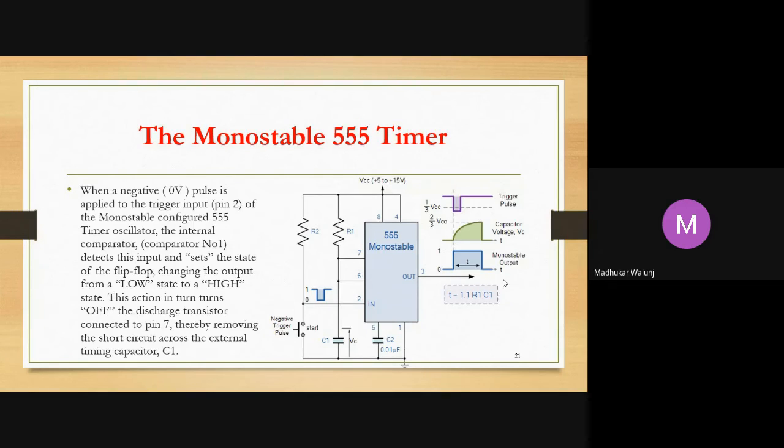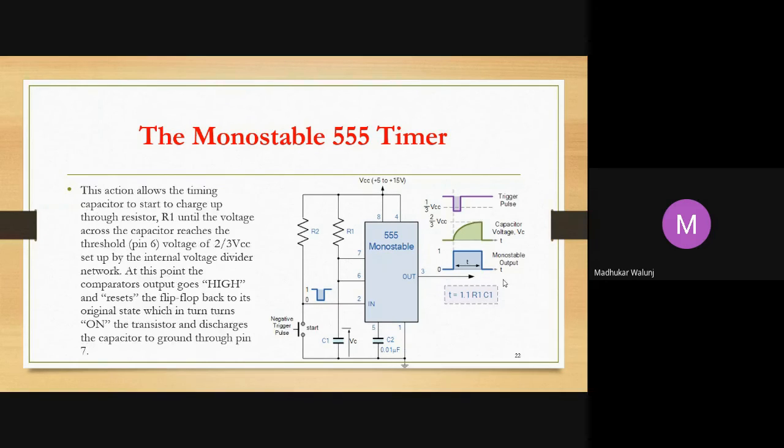So this is the description given: when a negative pulse is applied to the trigger input pin, the monostable multivibrator is configured. The internal comparator number 1 detects the input and sets the state of the flip-flop, changing the output from low to high. This action in turn turns off the discharge transistor connected to pin number 7, thereby removing the short circuit across the external timing capacitor C1. So this action will allow the timing capacitor to start charging up through resistor R1 until the voltage reaches 2/3 VCC. Through the internal voltage divider network, at this point the output of comparator number 2 will go high. So it will turn on the transistor and discharge the capacitor to ground through pin number 7.